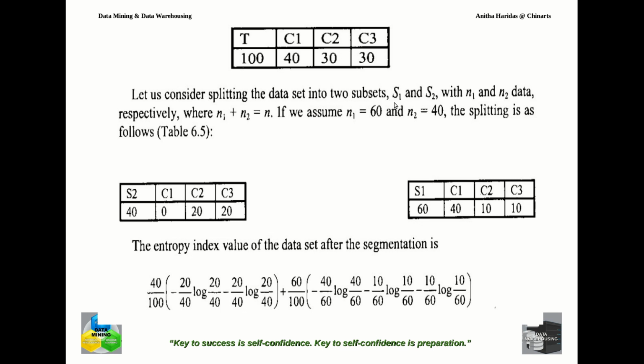And how many records are there in S1? N1 records. How many records are there in S2? N2 records, where N1 plus N2 is equal to total number of records N. So let us assume N1 equal to 60 and N2 equal to 40. So that means in S1 I have 60 records after the partition, and in S2 I have got 40 records after the partition.